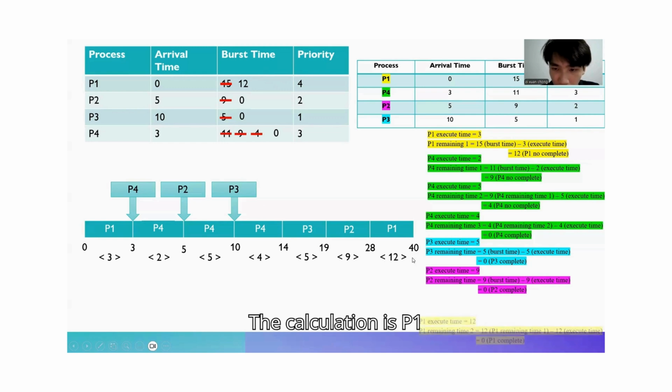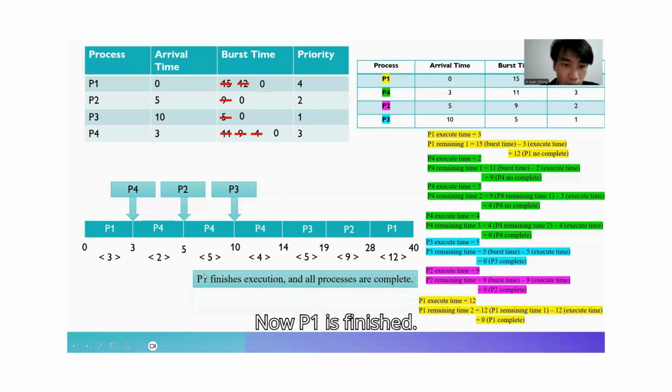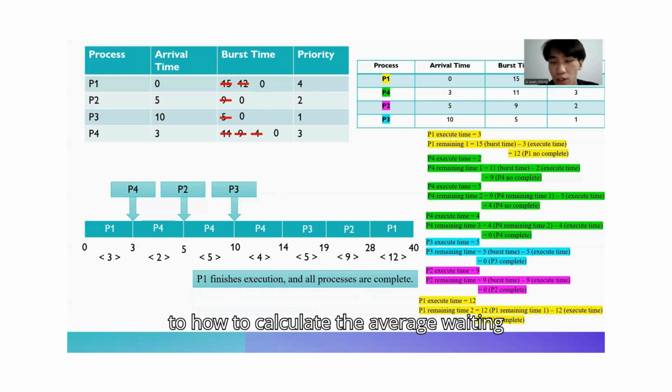The calculation is P1 execute time equal to 12. The P1 remaining time 2 equal to P1 remaining time 1 minus execute time equal to 0. So 12 minus 12 equal to 0. Now P1 is finished execution and all processes are complete. And next is how to calculate the average waiting time.